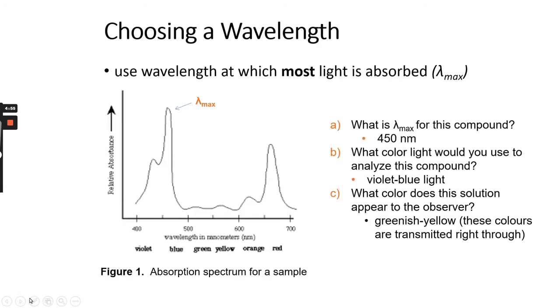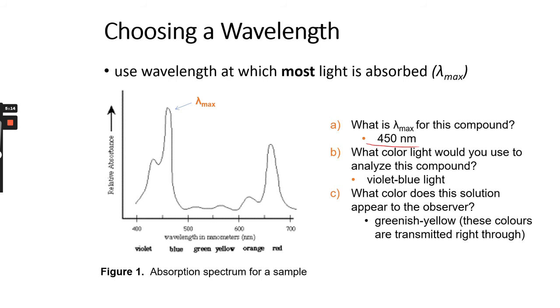How do we know which wavelength to choose? So you kind of have to run the full visible spectra through your sample and see where you have the most absorption. And that is the wavelength that you want to analyze at. So in this case, you see your maximum wavelength is roughly 450 nanometers.